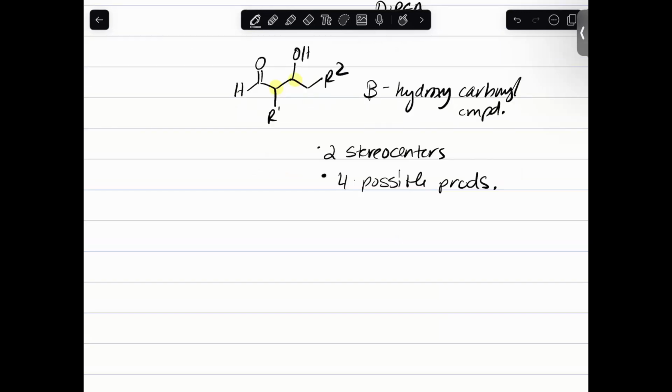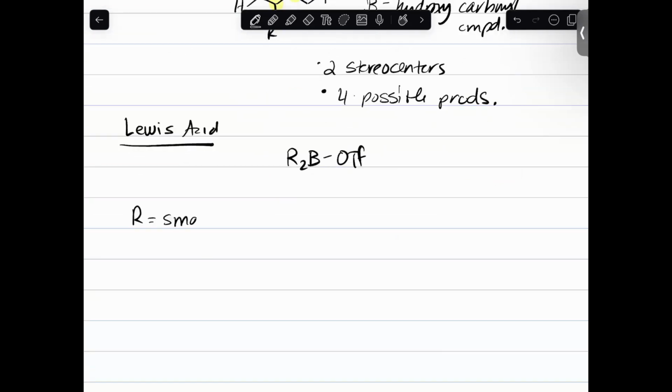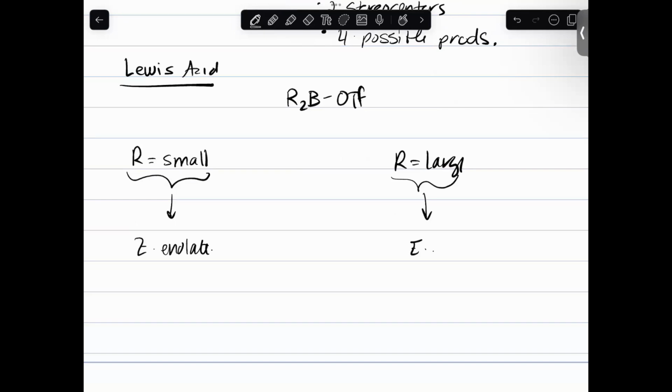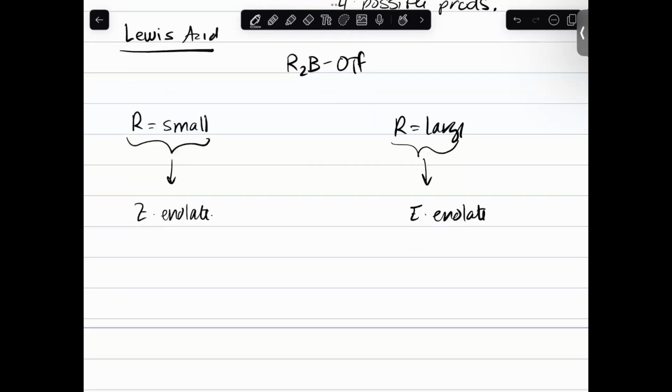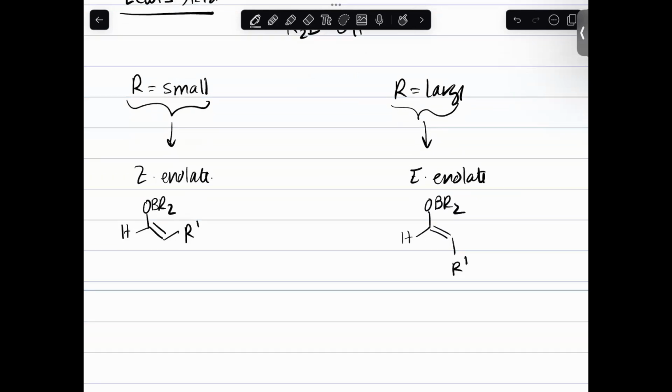And so we discussed the Lewis acid. And we talked about the fact that when R is a small group, and I gave you a number of examples of these types of R groups, the reaction favors the formation of the Z-enolate. When R is large, the reaction favors the formation of the E-enolate. Okay, and so let me draw that out for you. And again, this is just from our previous lecture, and a quick review. So there's our Z and our E-enolate.